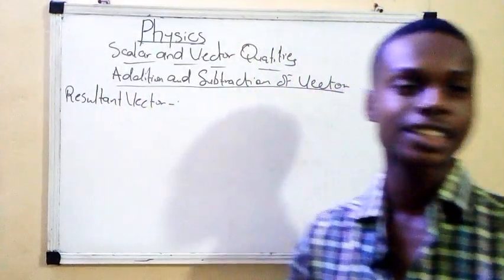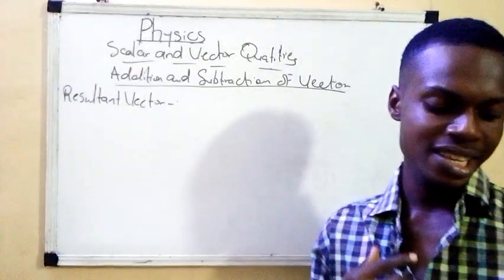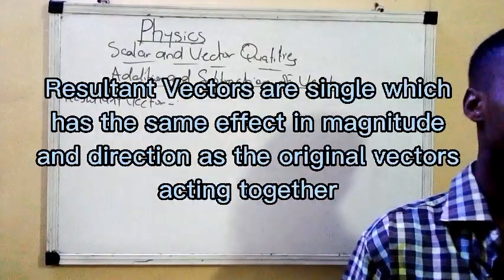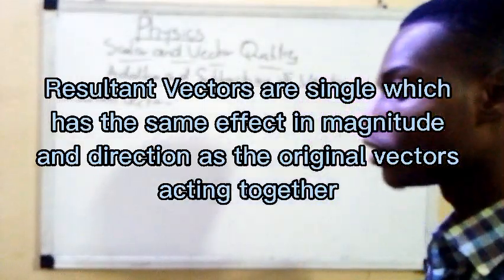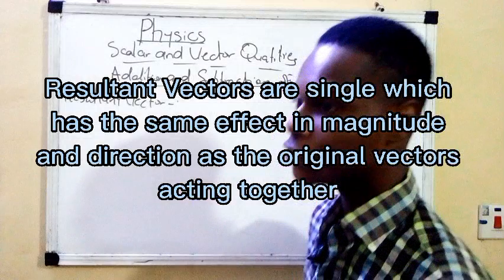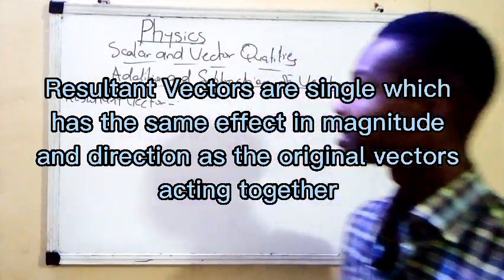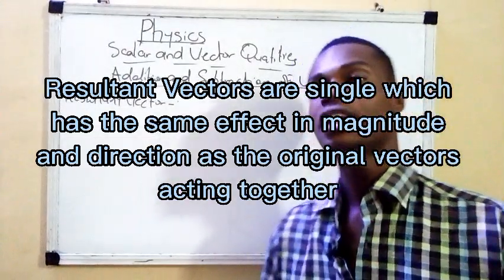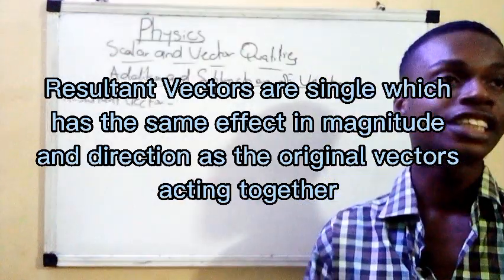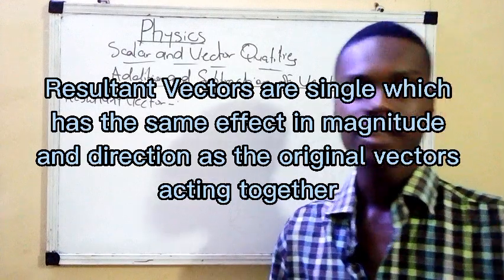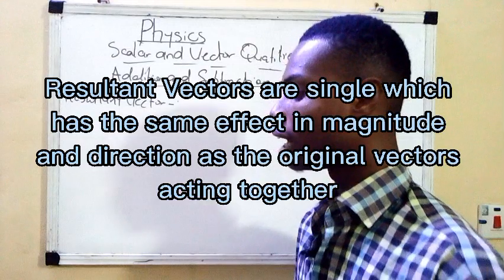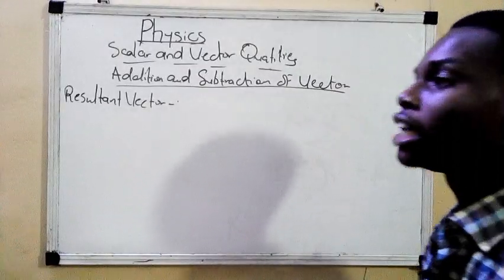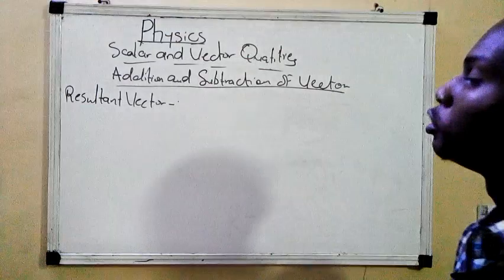Now, for you to easily get what resultant vector is: resultant vectors are single vectors which have the same effect in both magnitude and direction as the original vectors acting together. So that is resultant vector.